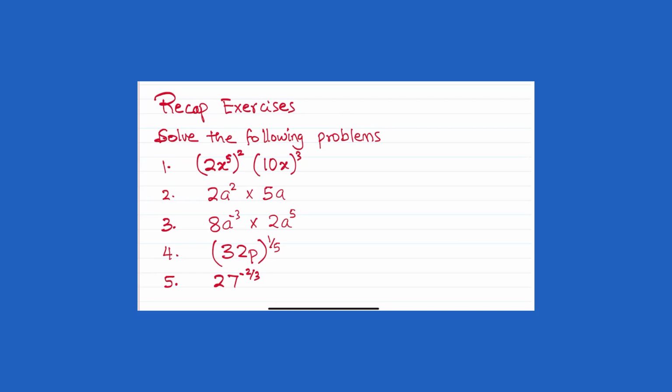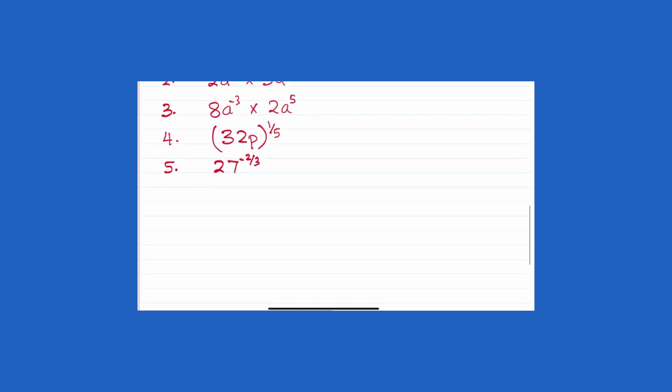Let's start looking at the problems one at a time. And you can even cross-check with what you have written down. So I'll start with the first one. I'll change the color a little bit. So we have 2x to the power of 5, and 2 is multiplying 10x to the power of 3.